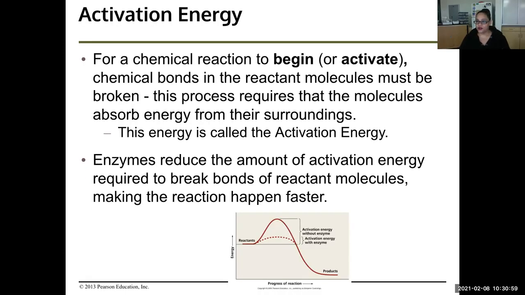Activation energy is a term that we use for a chemical reaction to begin or activate. Chemical bonds in the reactant molecules must be broken. This process requires the molecules absorb energy from their surroundings. So this energy is called activation energy. How much energy does it take to actually start or begin or activate a chemical reaction? Enzymes reduce the amount of activation energy required to break bonds of the reactant molecules, making reactions happen faster.